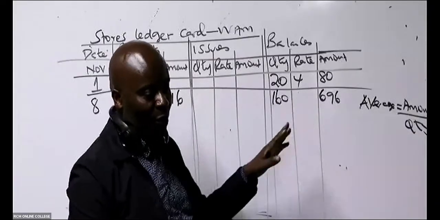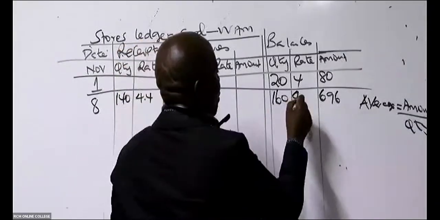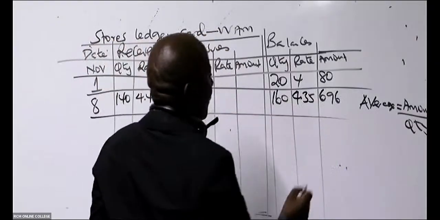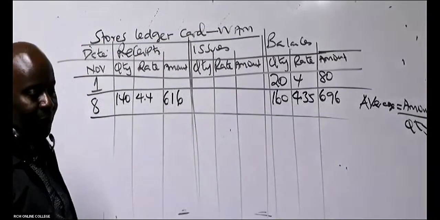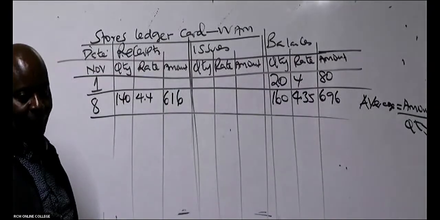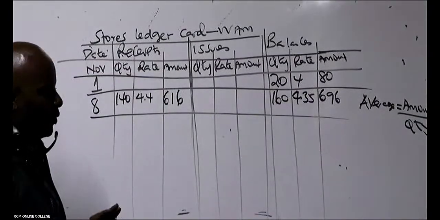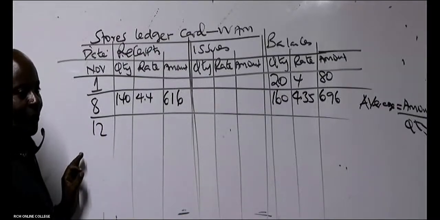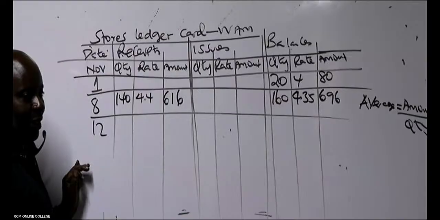4.35, eh? We should round off to 4.35. Thank you so much. So let's go to the next date. So next date is when? 12th. So what happened on the 12th? How many units? 8 units.